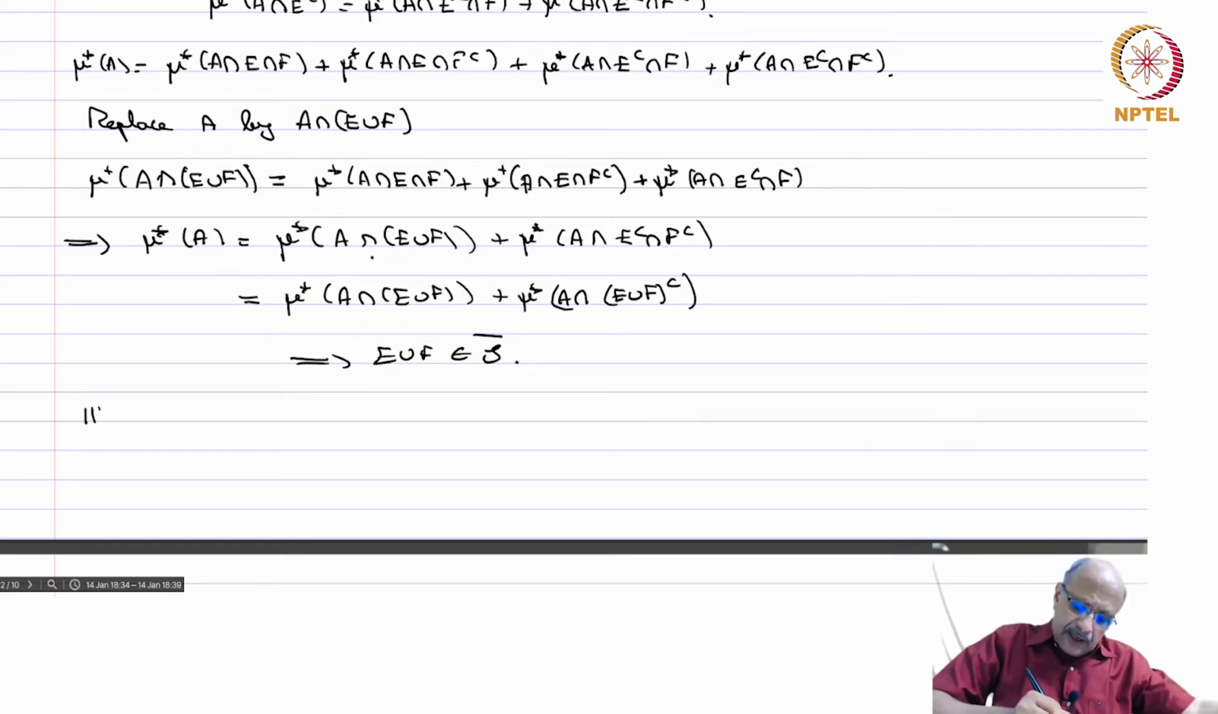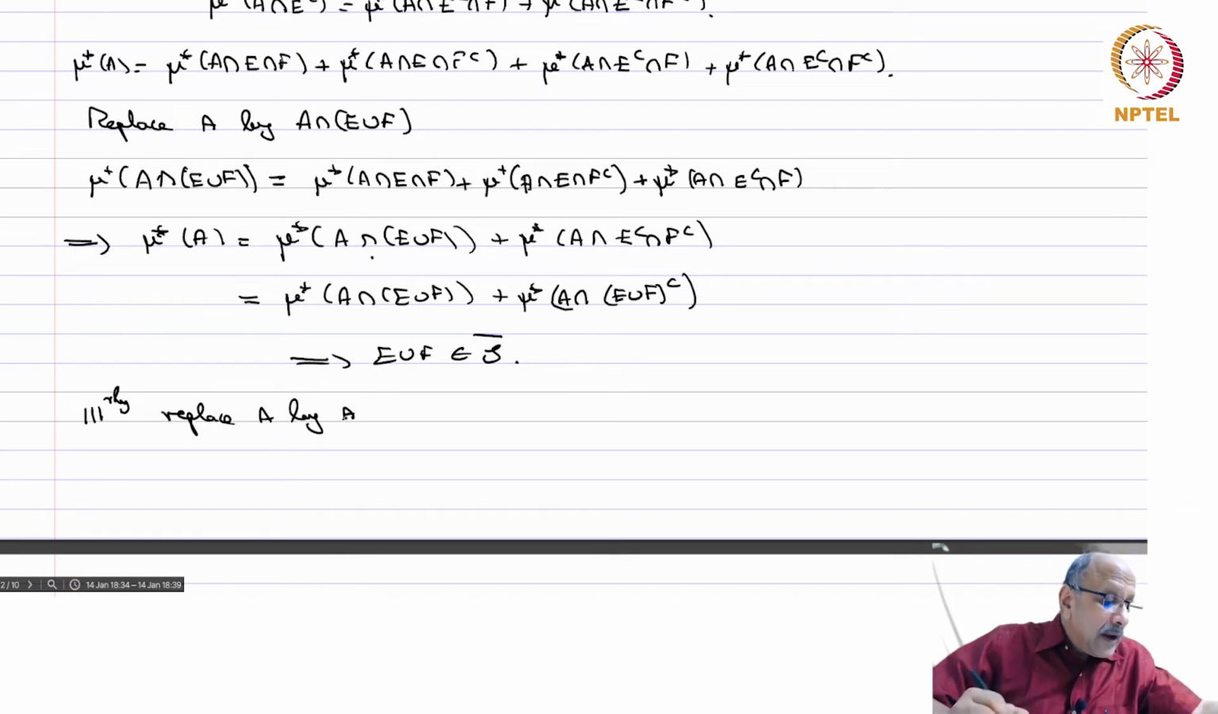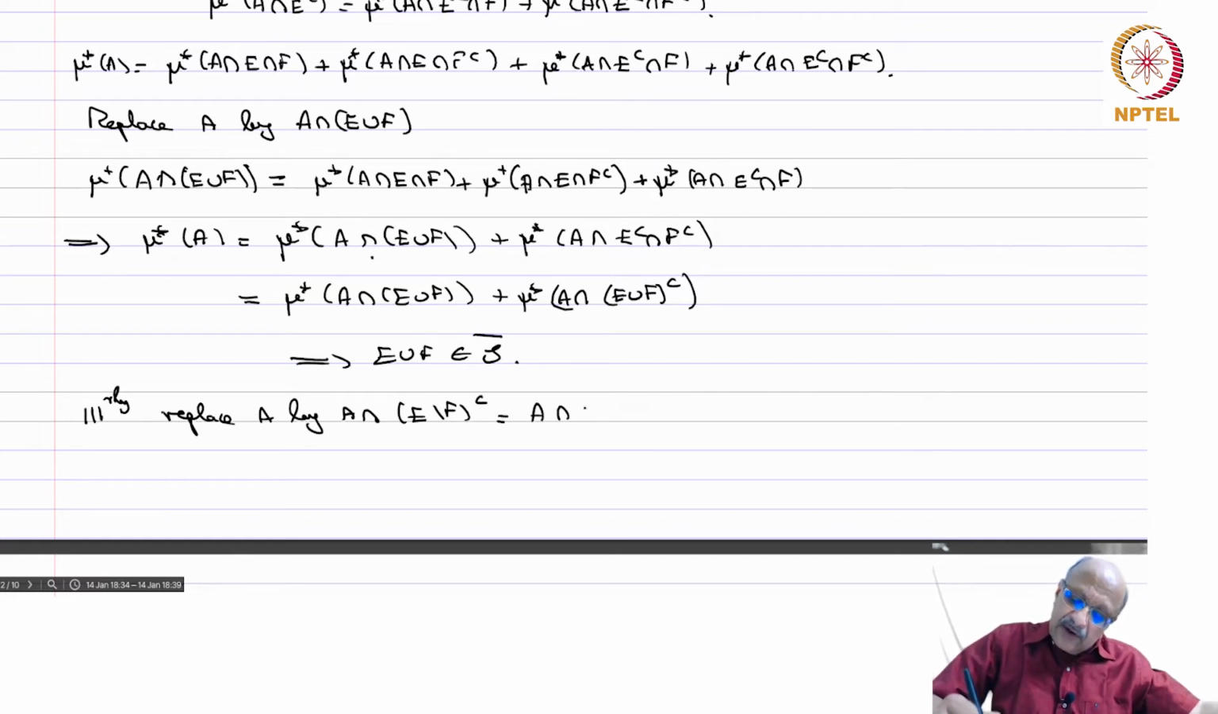So similarly, replace A by A intersection E minus F complement, which is A intersection E complement intersection F.